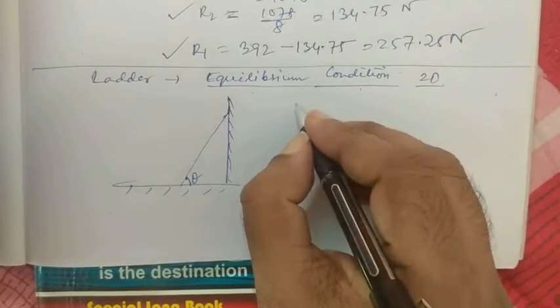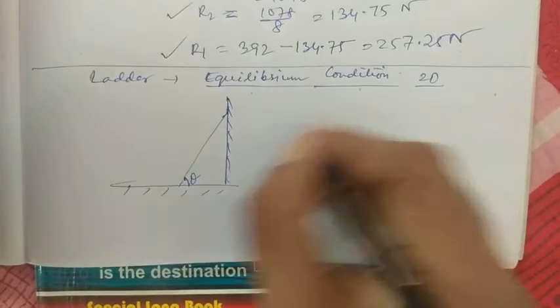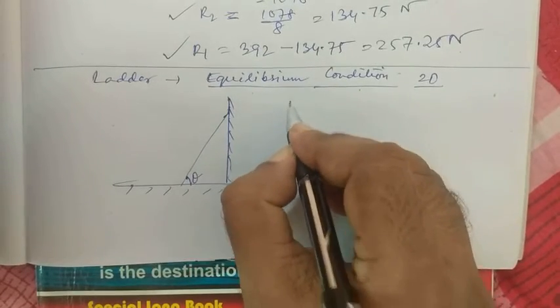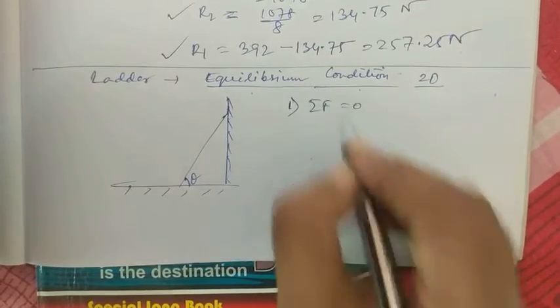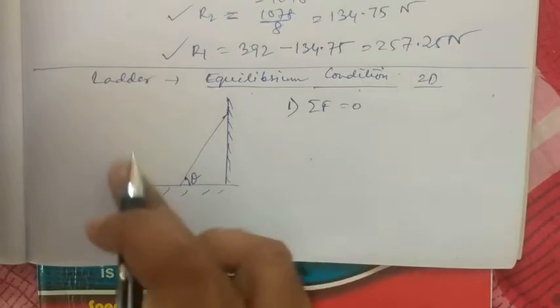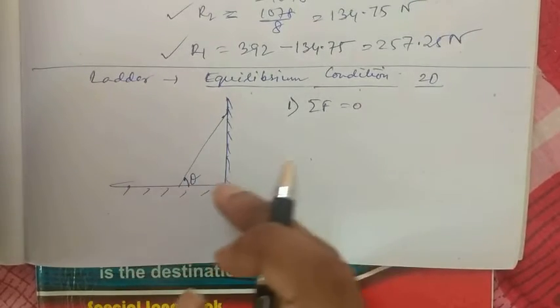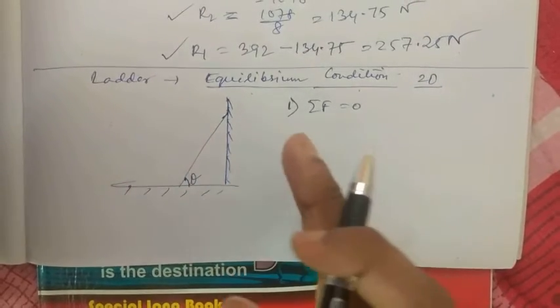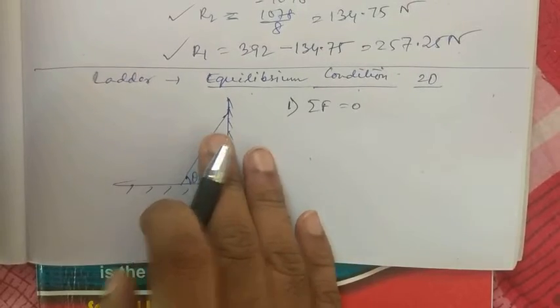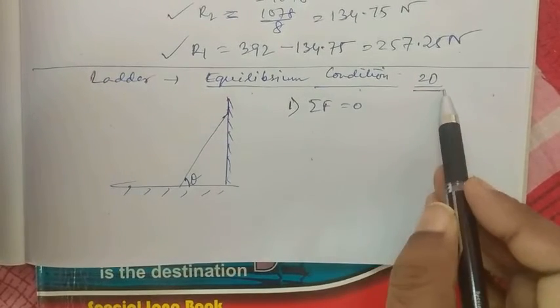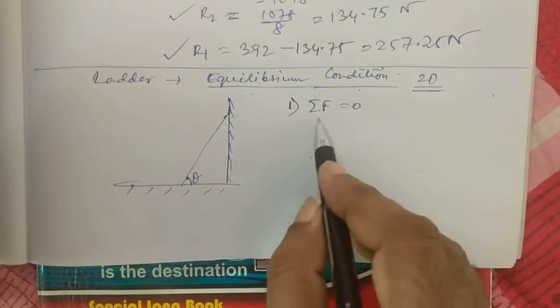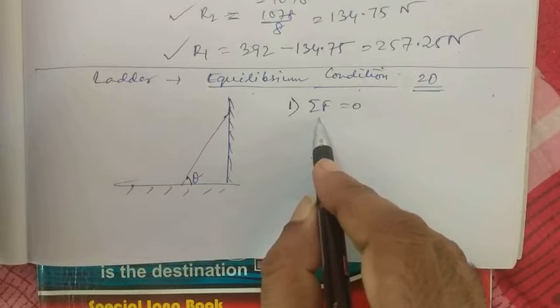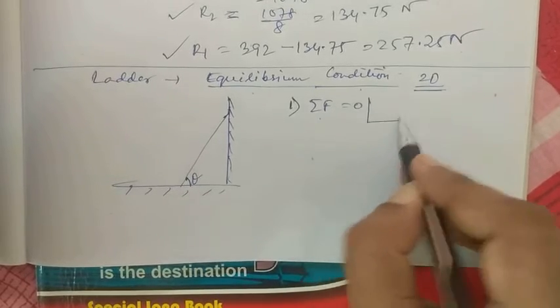Now for testing the equilibrium conditions for this case, we can take number one, summation F is equal to 0, but the forces acting on the ladder will be along the x-axis as well as along the y-axis. That means it's a two-dimensional form. So we have to split this first equation into two equations.